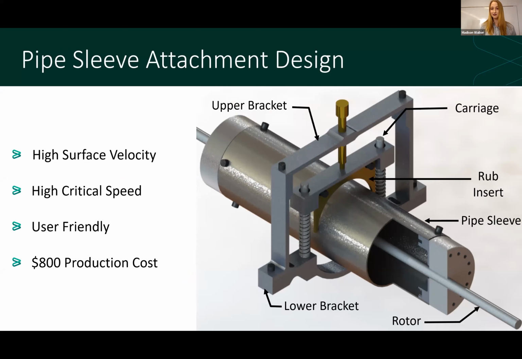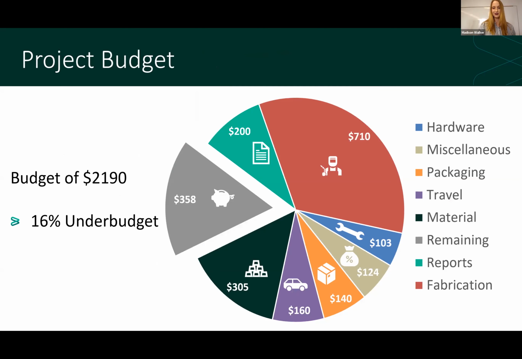This increases the surface velocity of the rotor, which gives us about 7 times the surface speed. It increases the critical speed due to the stiffness and adds mass to the system. It's very user-friendly because, like I said, it uses that other design pretty much, and it is also under the $1,000 production cost.